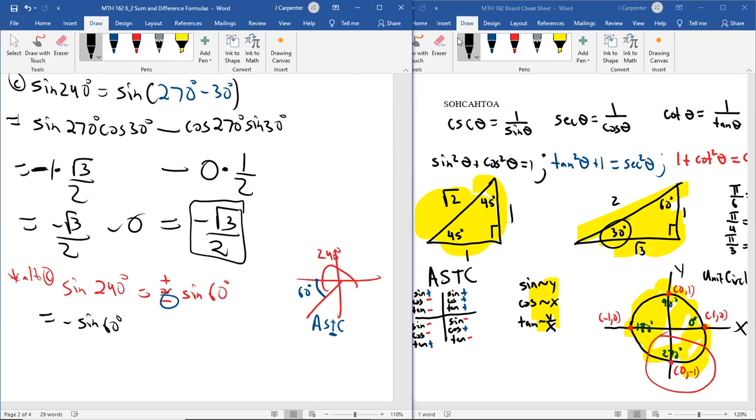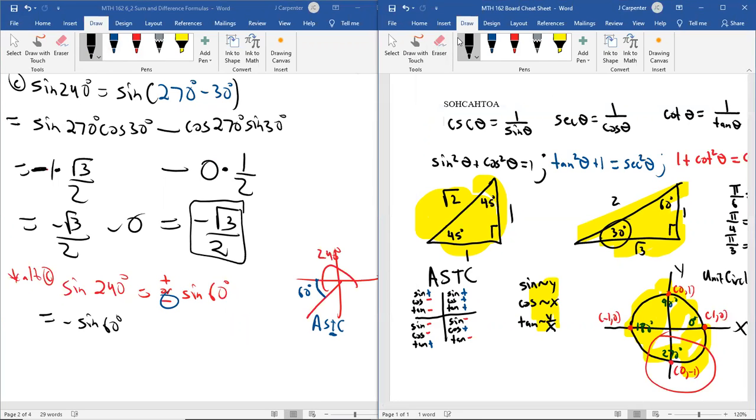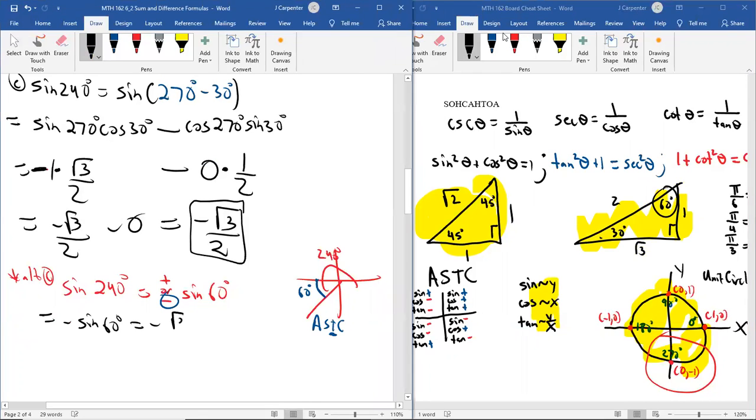So we're going over here. Now we're on this angle. The sine of 60 is the opposite, which is square root of 3, over the hypotenuse, which is 2. But there's that negative in front of it, and you get the same answer.